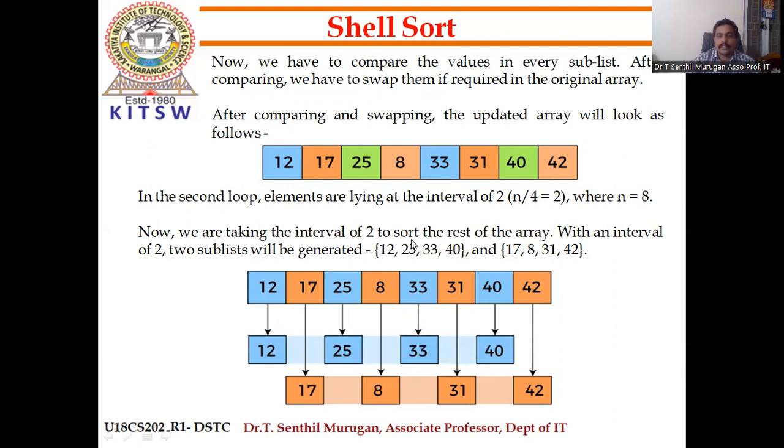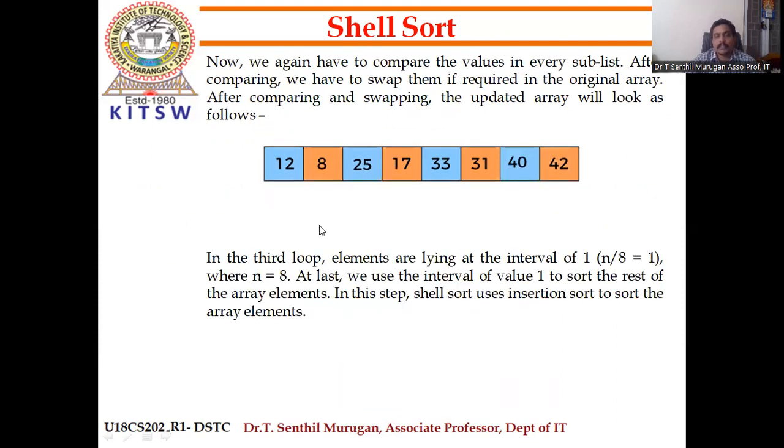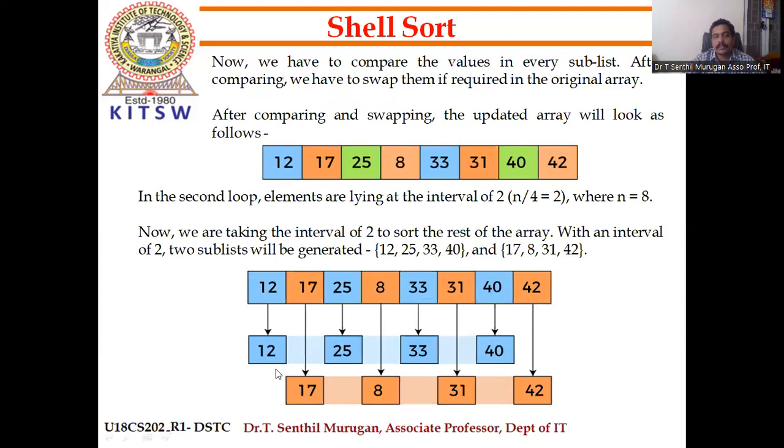If you take the interval as 2, after performing this comparison, what will happen? See here, 12 is there. After comparison, 12 and 25, no need of swapping. 25 and 33, no need of swapping. 33 and 40, no need of swapping. Here 17 and 18, so swapping will be there. Okay, so we have to swap it.